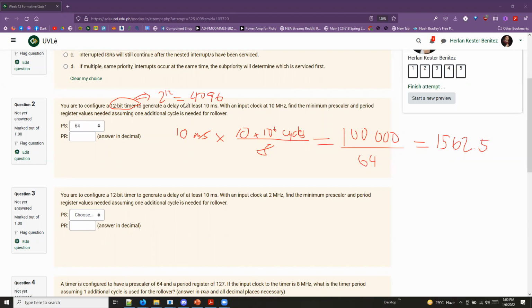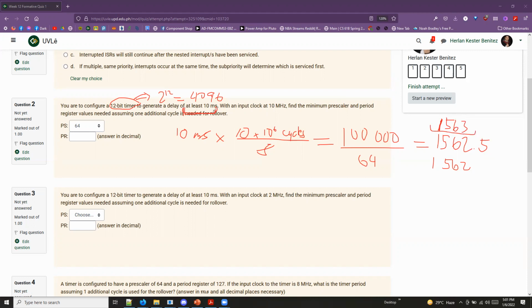So we need to get at least 10 milliseconds. So, kailangan natin mag-overshoot ng konti. So, we can either use 1562, go below, or 1563. So, ito will be slightly longer. This one will be slightly shorter. But since we need at least 10 milliseconds, ito yung for sure na 10 milliseconds.